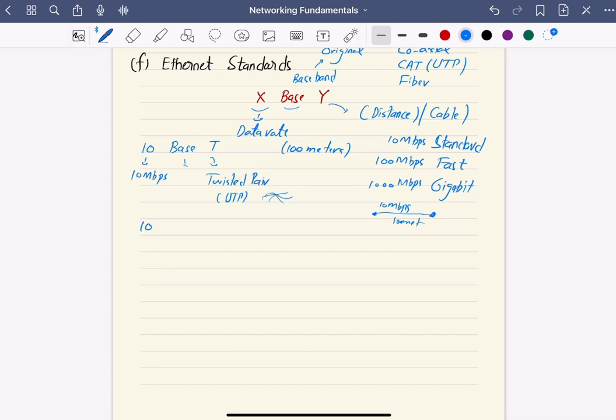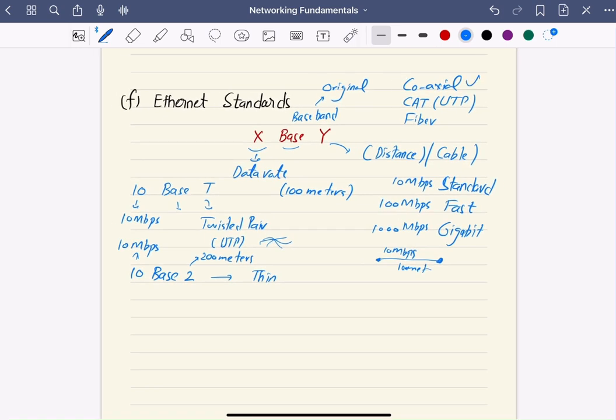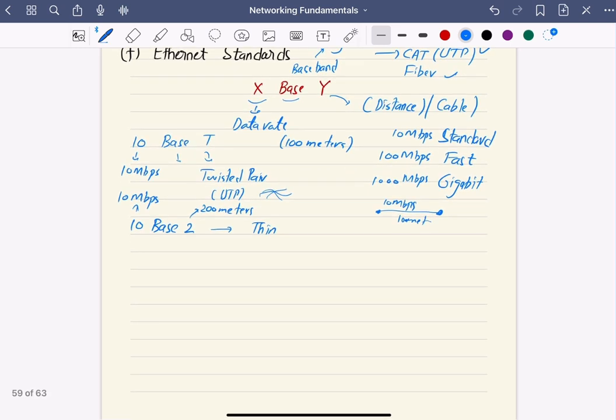One of the standards was 10 Base 2. If you see that one, it means this is 10 Mbps, and it tells that the baseband signal can travel up to 200 meters. This sort of cable, if you design it, can of course be achieved with coaxial, category, or fiber, but typically it's the unshielded twisted pair cable that we use. So it is called a thin cable.